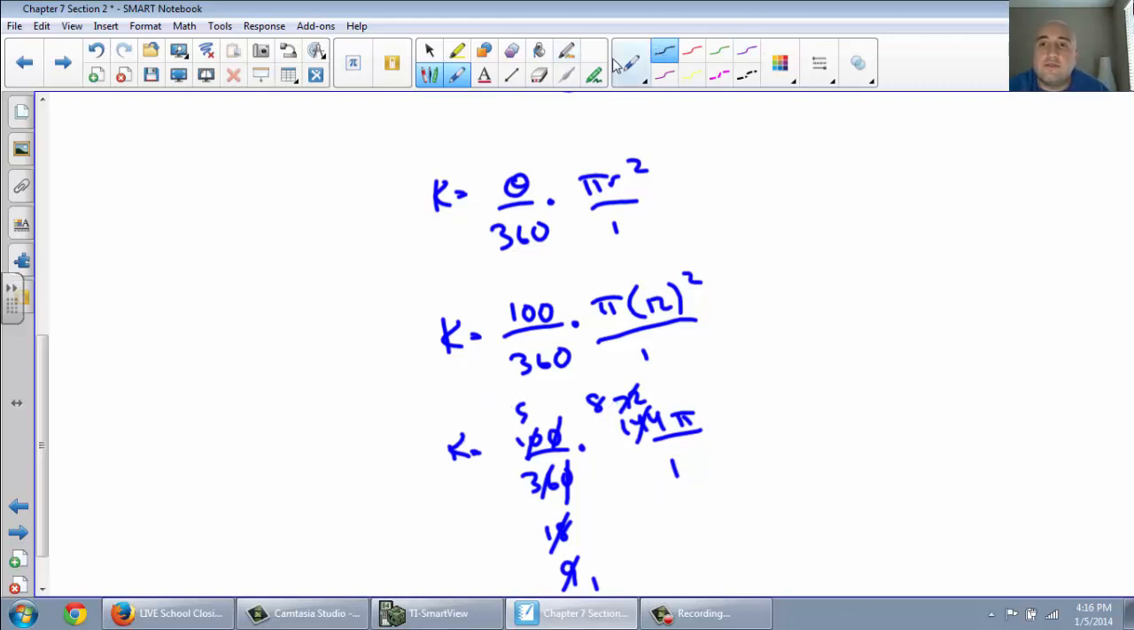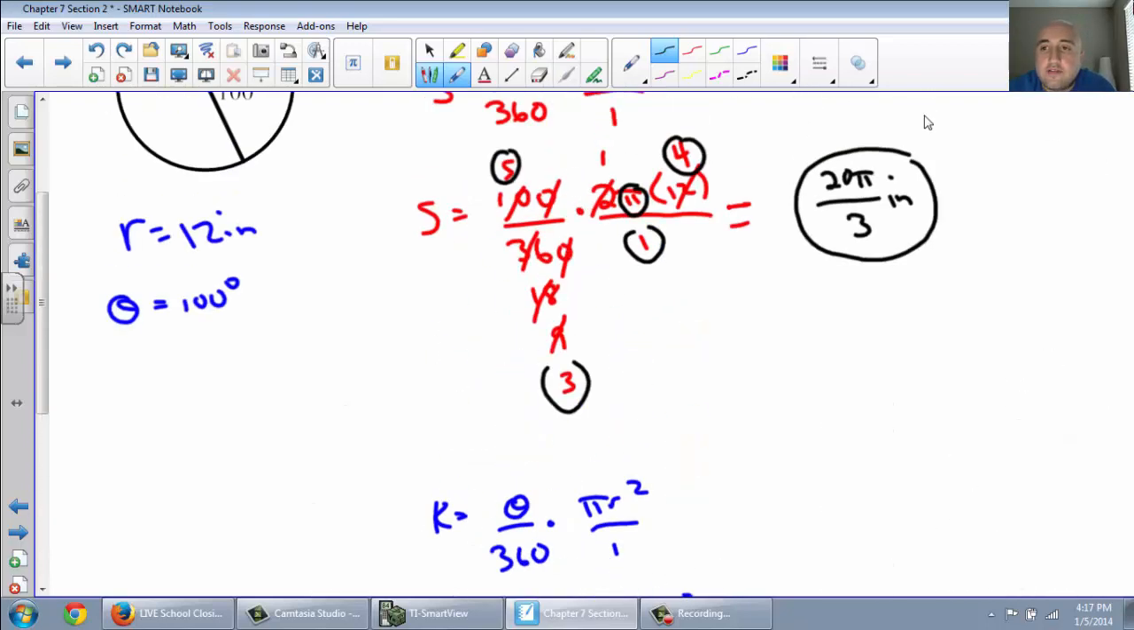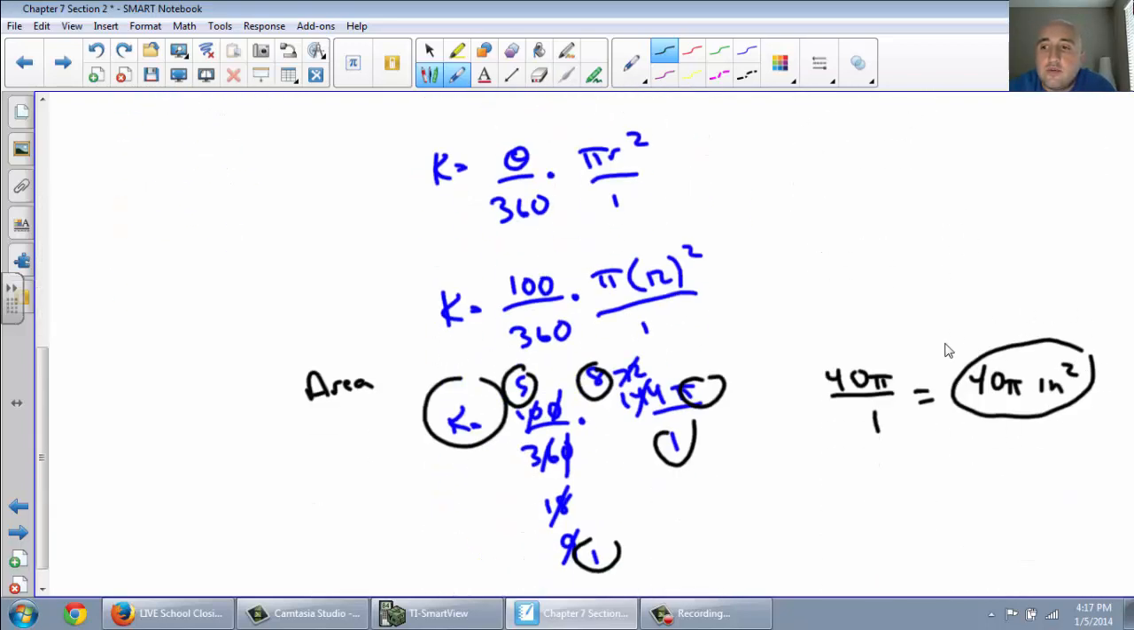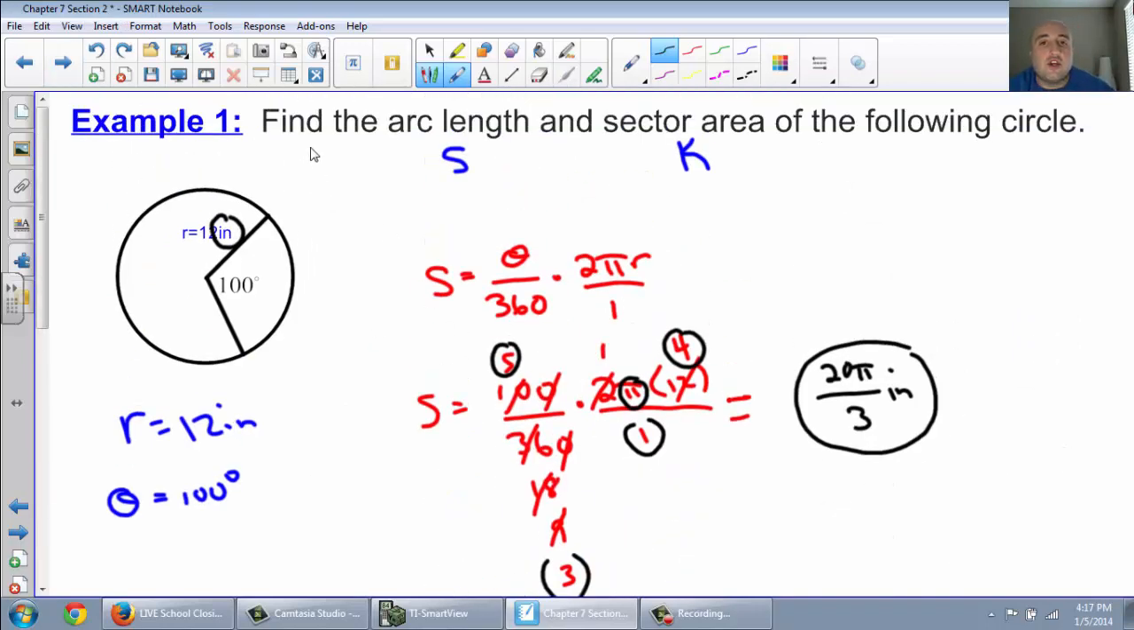So let's circle what we have left. We have a 5 times 8 times pi, which is 40 pi. On the bottom I have 1 times 1, which is 1. Do I need that over 1? No. So this is equal to 40 pi. And what's our unit? Remember, K stands for area, so we need to use our unit squared, so it's inches squared. Okay, so those are our two formulas. S was 20 pi over 3 inches. K was 40 pi inches squared. Okay, so that example is when you are in degrees.